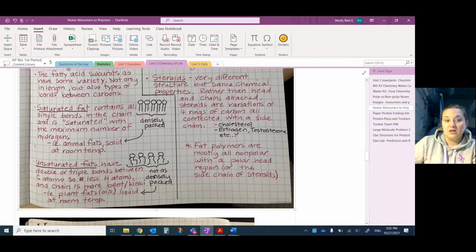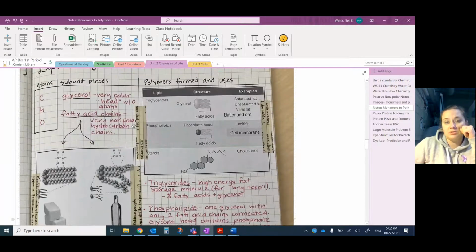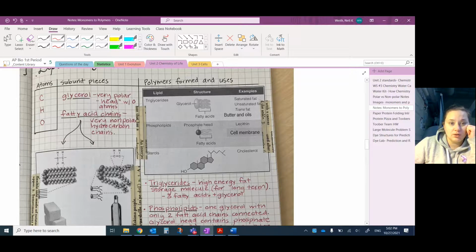But again, the glycerol is the same. You are getting different polymers based on how many of these subunit pieces you're connecting. The length of the fatty acid chains is also a little bit variable, but that's not critical for the purposes of this class. So let's look at the 3 polymers and their uses that we get from fats. We have triglycerides, phospholipids, and steroids. I'm going to go ahead and do some drawing here too. Phospholipids and steroids.